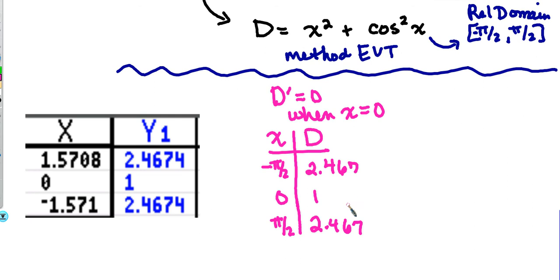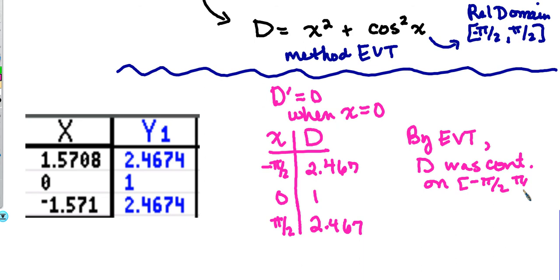All right, now just to finish up the problem and what we want to be careful, remember, what did they ask us to do? We know that based on the calculus we've done, by the extreme value theorem, D was continuous on our closed interval negative pi over 2 to pi over 2. So x equal to 0 minimizes D. That's pretty much all you need. I've met my conditions. It was continuous. It was on a closed interval. And based on the fact of the information I have over here, the smallest value is 1. So x equal to 0 minimizes D.